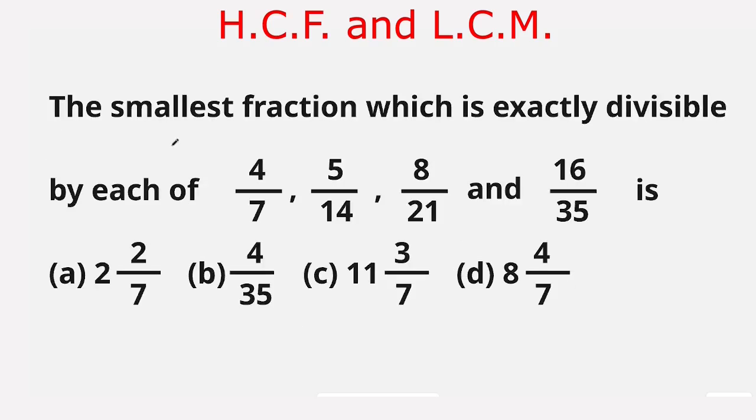Our question is, the smallest fraction which is exactly divisible by each of 4 upon 7, 5 upon 14, 8 upon 21 and 16 upon 35 is option A, 2 whole and 2 upon 7, option B, 4 upon 35, option C, 11 whole and 3 upon 7, option D, 8 whole and 4 upon 7.